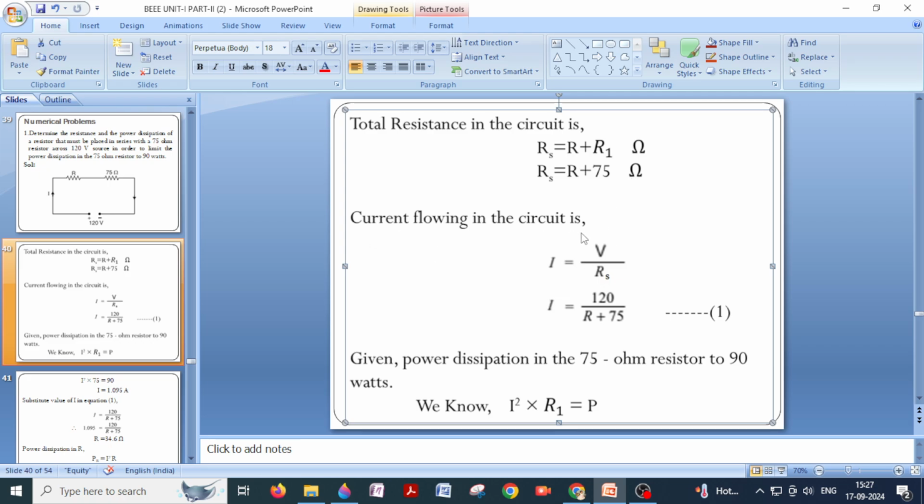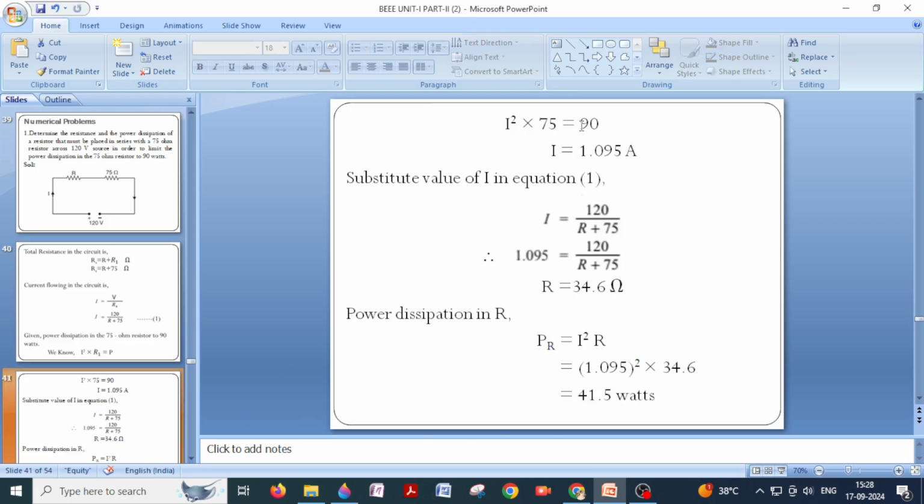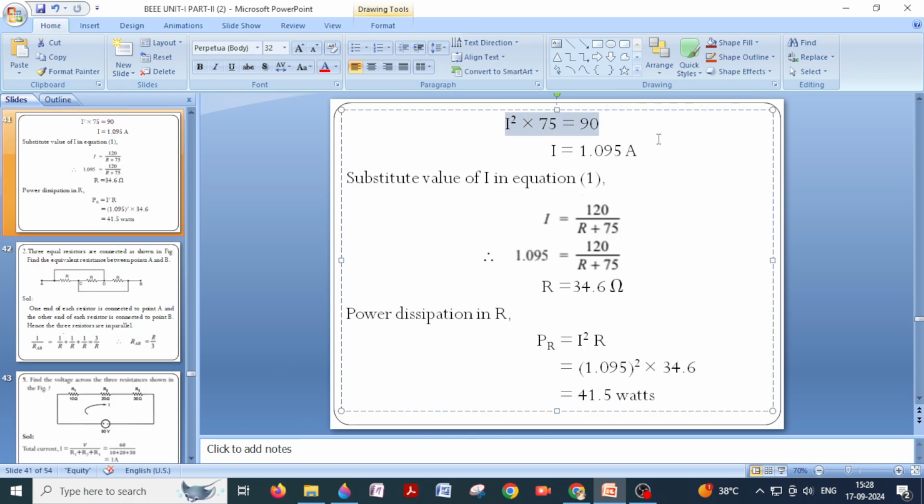So what is the current flow in the circuit? I equals V by total resistance. V is what? 120. Total resistance is what? R plus 75. Now what is the power dissipated in 75 ohms? In 75 ohms power dissipated is given, that is 90 watts. P is equal to V into I, and you can write P equal to I square R. What is the R value? 75 ohms. So I square into 75 is equal to P. P is what? 90. So I square into 75 equals 90. Simplify it, you will get the I value.